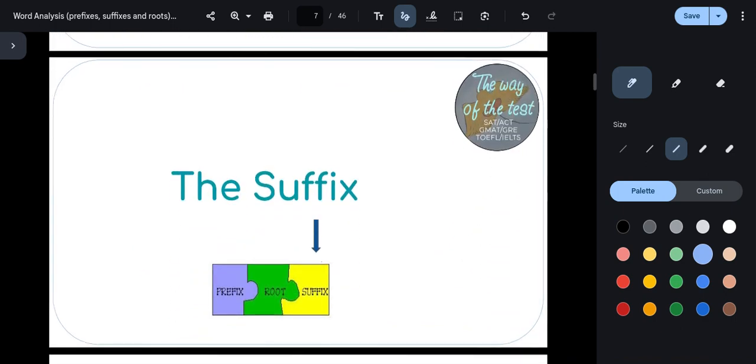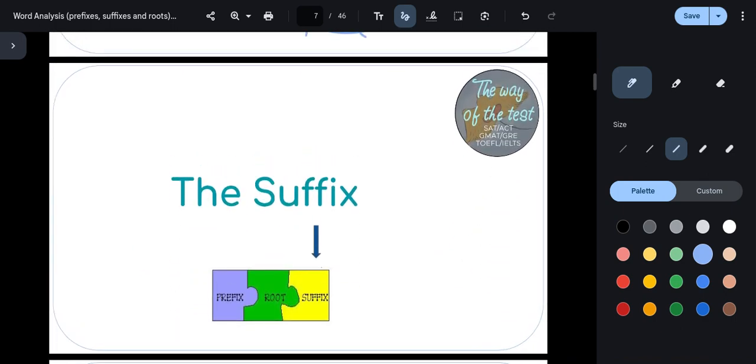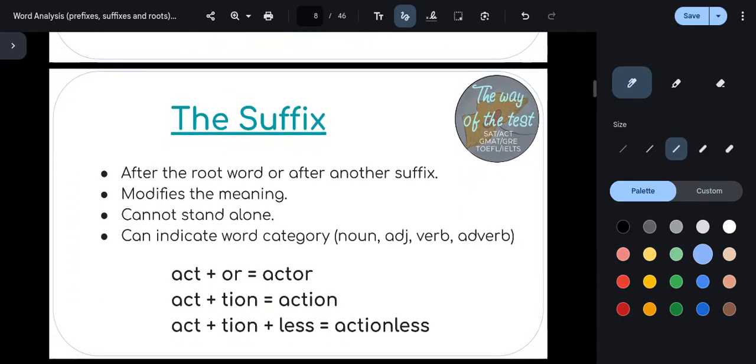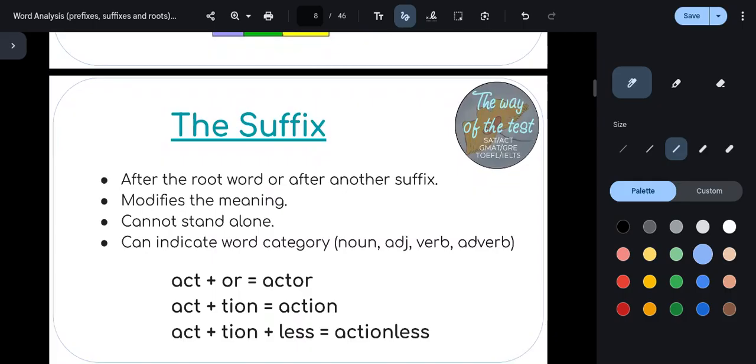Now we're going to see the suffix. The suffix is the particle that we put at the end. We put it after the root. So let's take again the root act and let's add another particle. The suffix goes after a root word or after another suffix. Yes, we can have two prefixes, we can have two suffixes. It modifies the meaning. We're going to see how much it modifies the meaning in a moment. And it cannot stand alone.